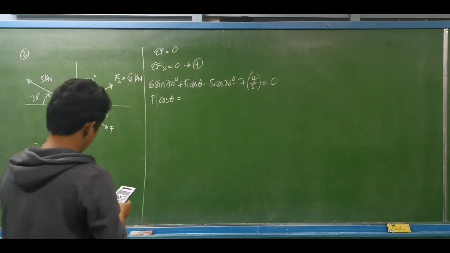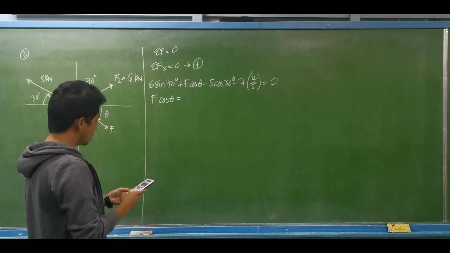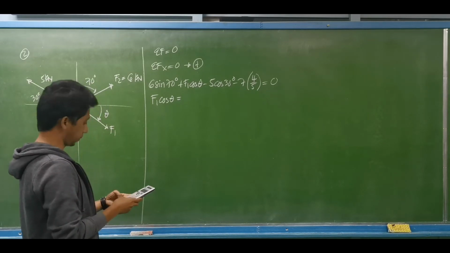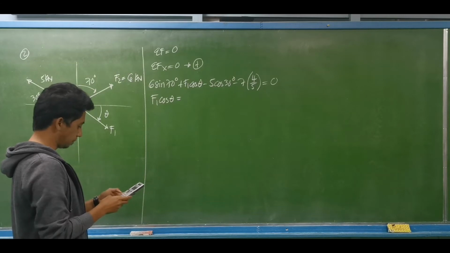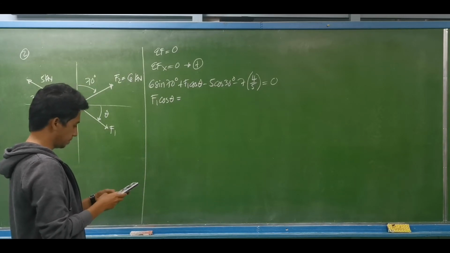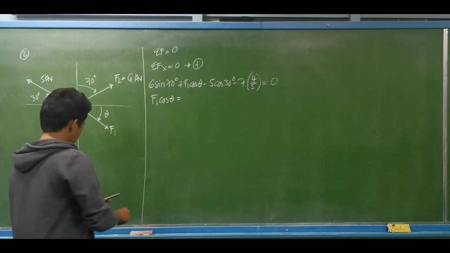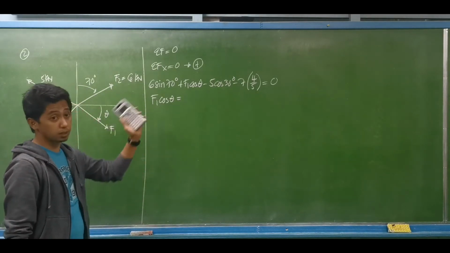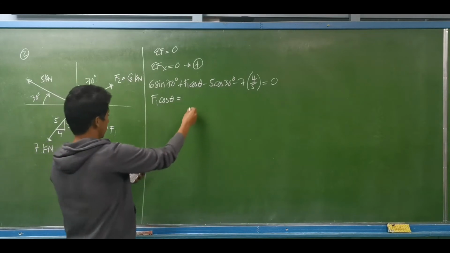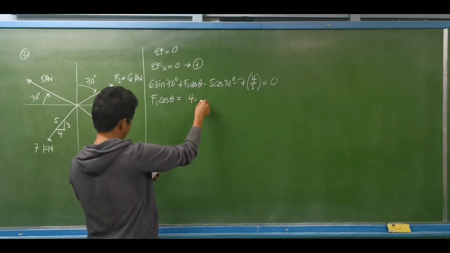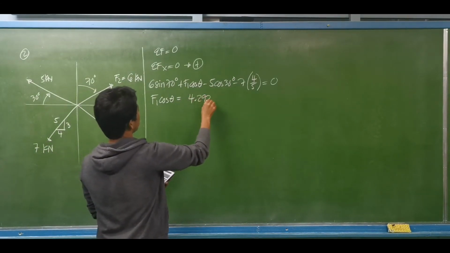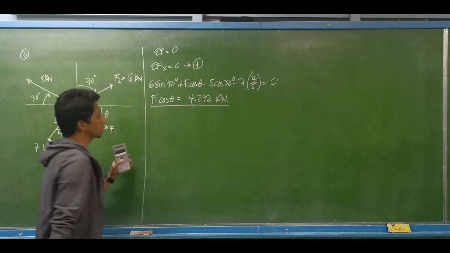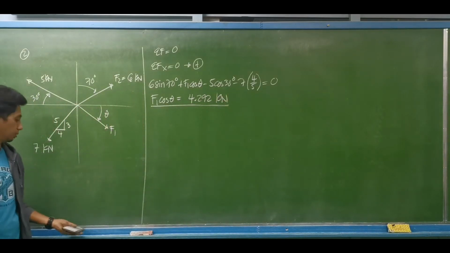So we have the value 6 sine 70 minus 5 cosine of 30 minus 7 divided by 4 over 5. So we have that is negative 4.292. Then we transpose, that will be positive 4.292 kilonewtons. That will be the horizontal component of force number 1.